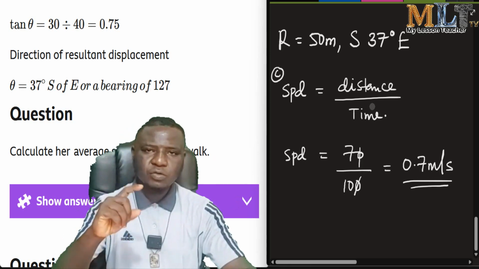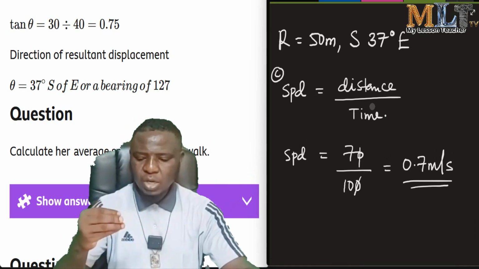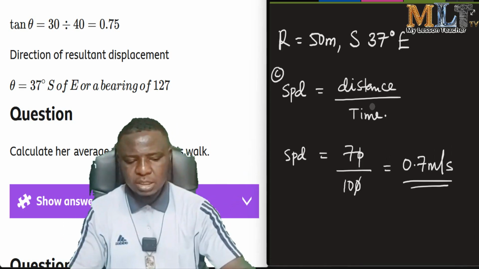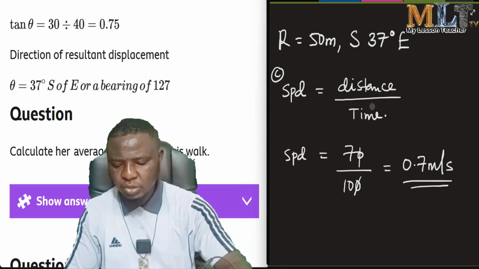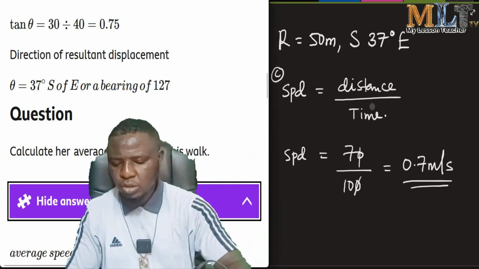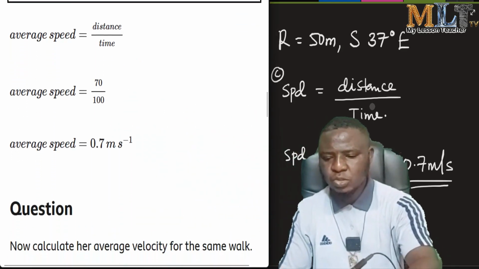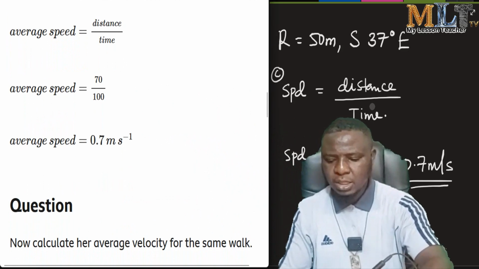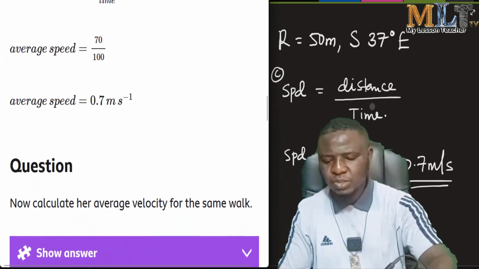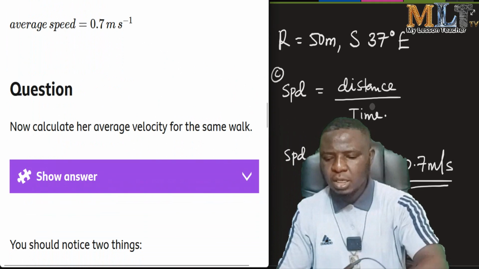With your knowledge of some of these simple formulas, you can walk through these questions. All right, let's see what I got. Average speed is equal to distance divided by time, and that's what they got: average speed of 0.7 meters per second.